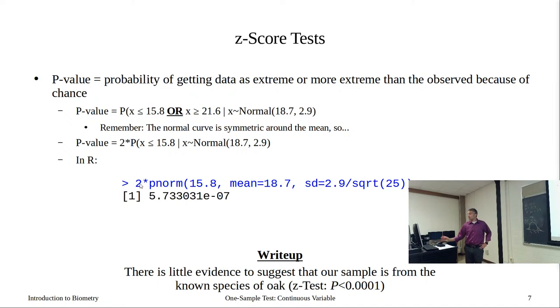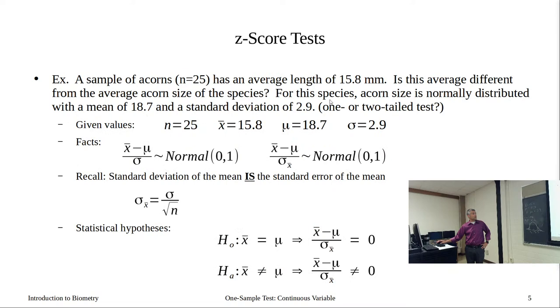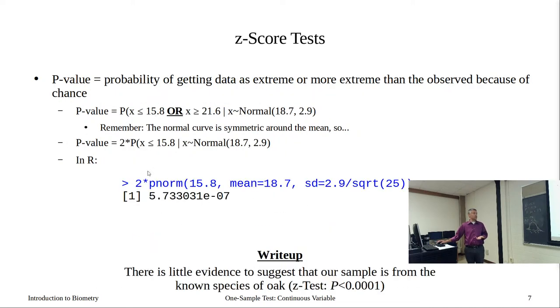And this works. But if it was a one-tailed test, let's say our sample was 15.8, the population's 18.7, and I ask, is our sample smaller than the population? Well, now it becomes a one-tailed test, and I don't multiply by 2. I only look at this one area, at this one tail. That's it.